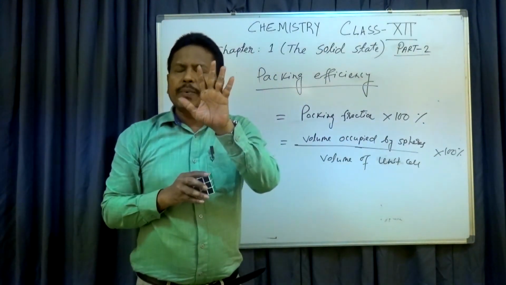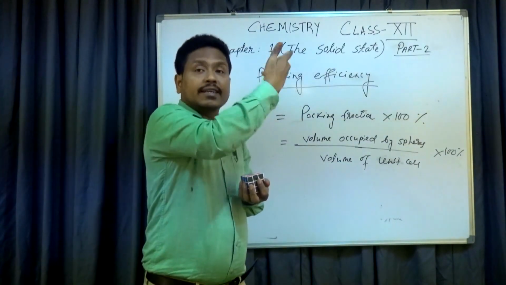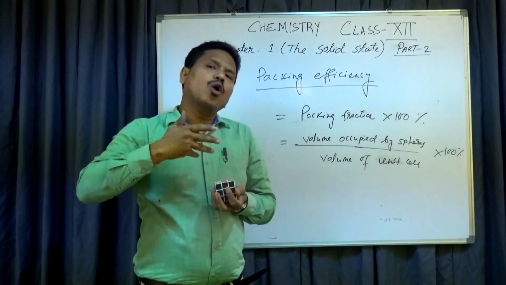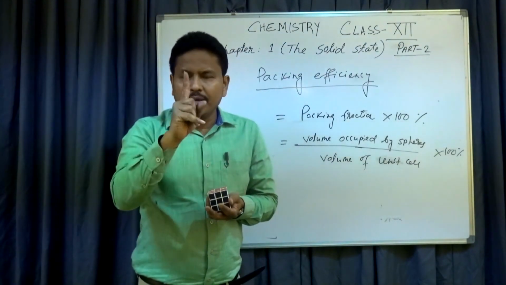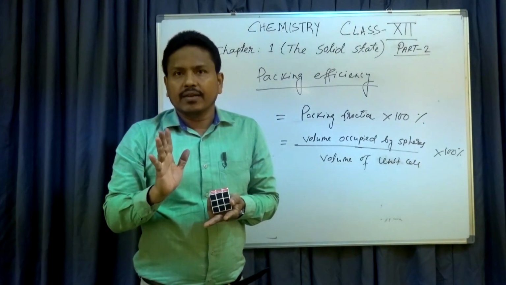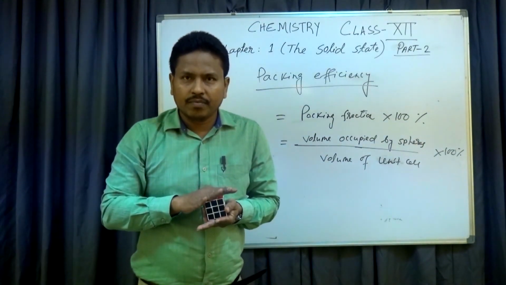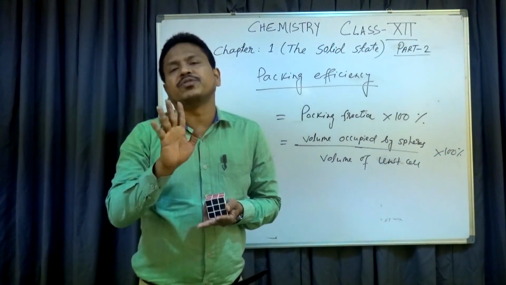In simple cubic, packing efficiency is less. In BCC, packing efficiency is greater. In FCC, more packing, highest packing efficiency. Remember, FCC, face-centered packing is the highest packing. Highest packing is there in FCC, the most efficient solid structure.